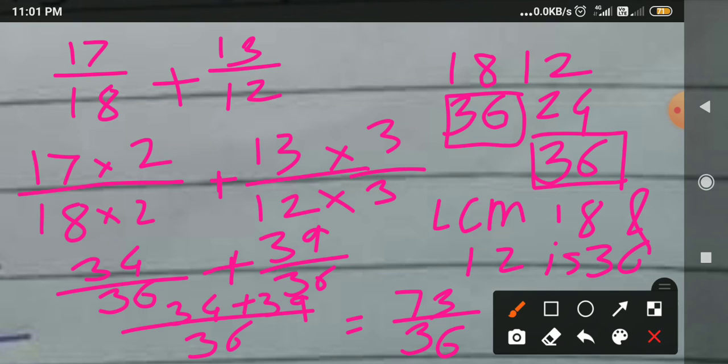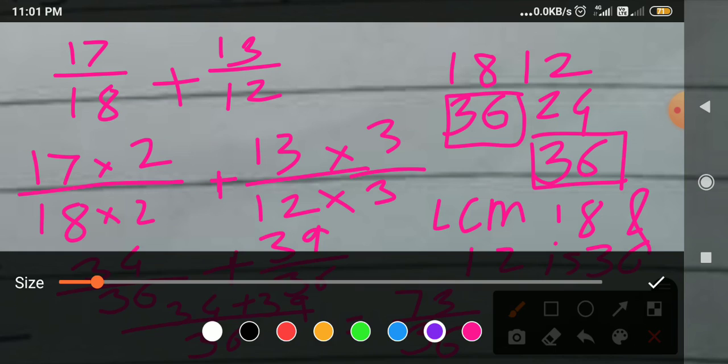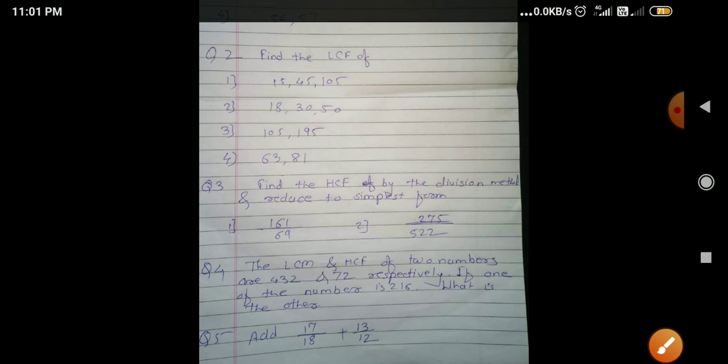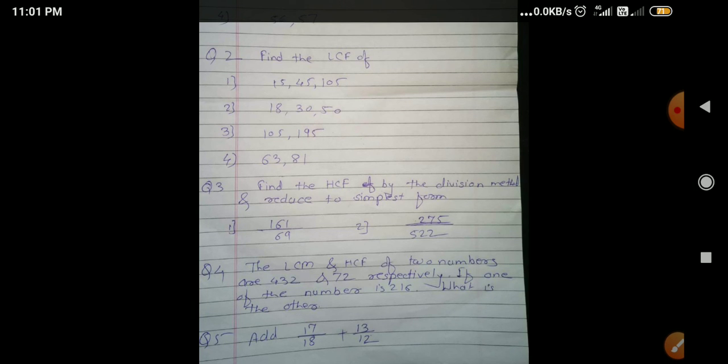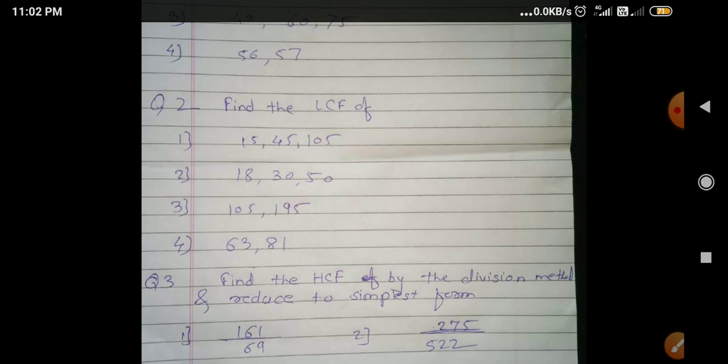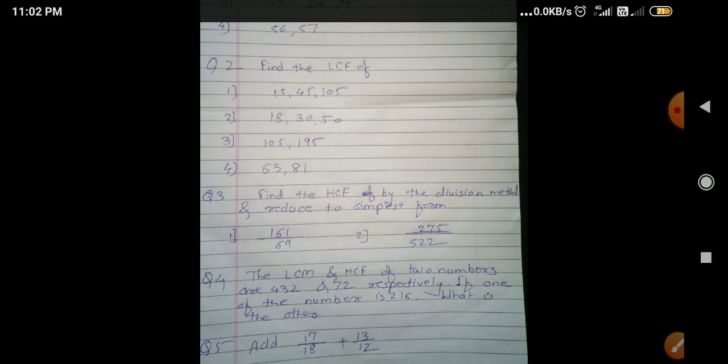If the numerator and denominator are divisible by any number, you divide and find the reduced form, and if not, then keep the number as it is. Okay, so in this way today we have discussed the remaining three questions from our test: the third, fourth and fifth.